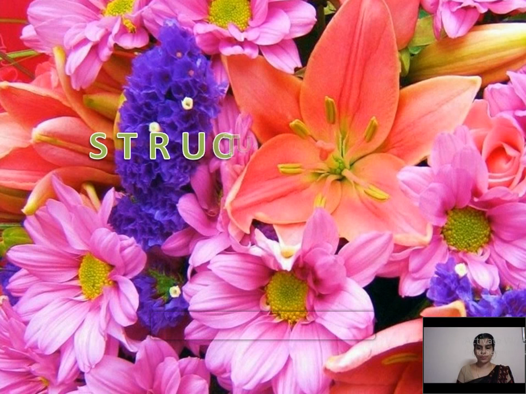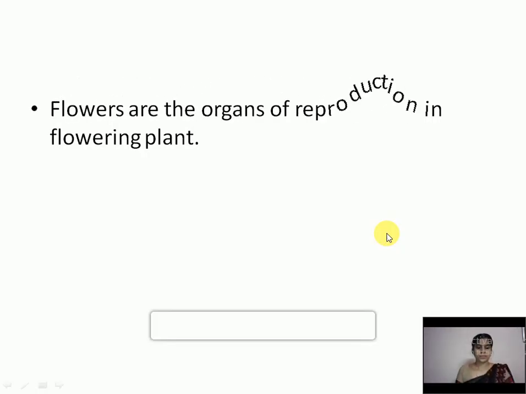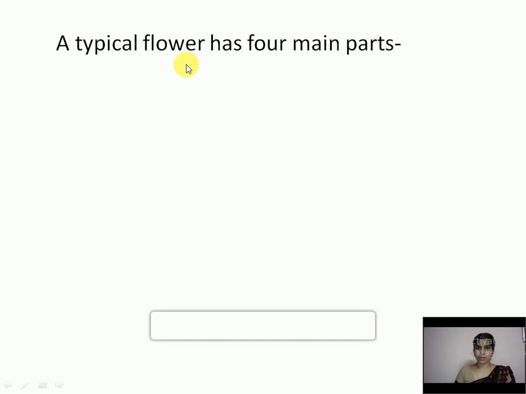Yesterday we discussed pollination. Today we are going to discuss the structure of a flower. Flowers are the organs of reproduction in flowering plants, which means flowers are the reproductive structures produced by plants belonging to the group known as angiosperms, or flowering plants. A typical flower has four main parts, or four main whorls.